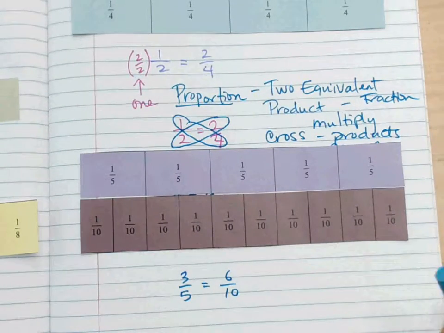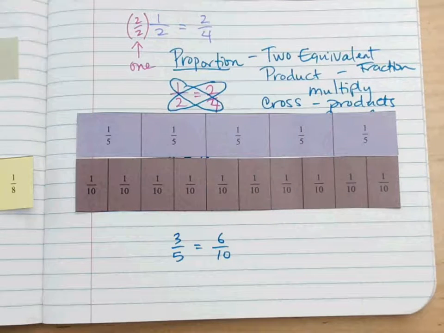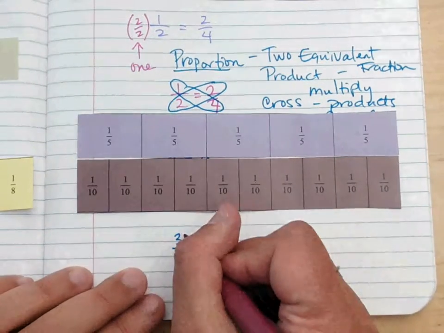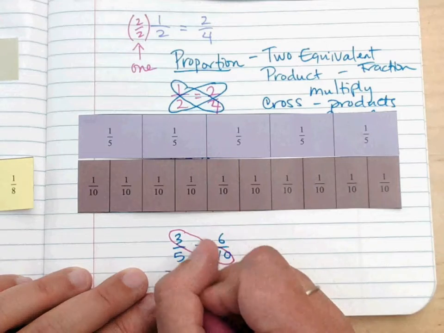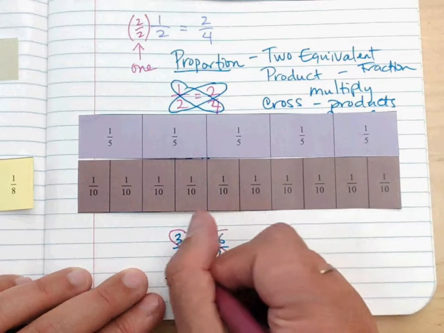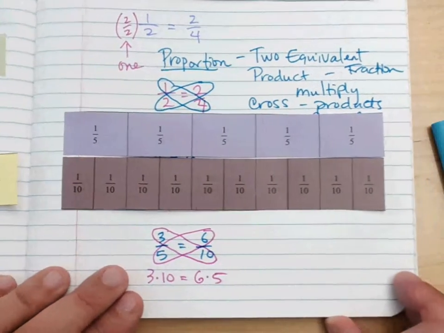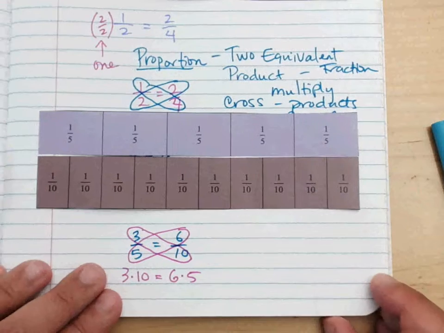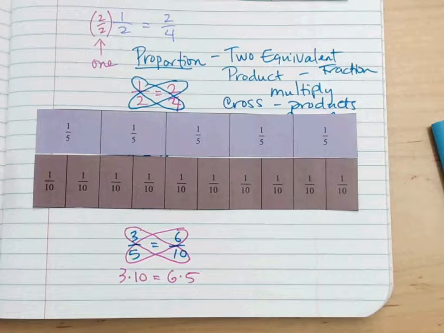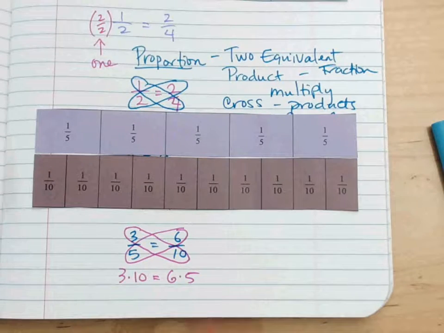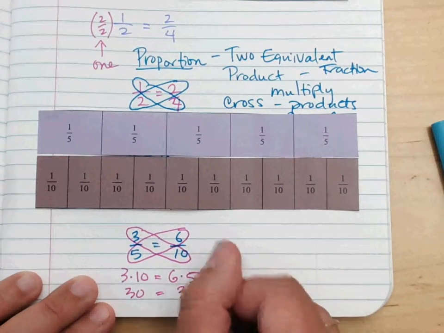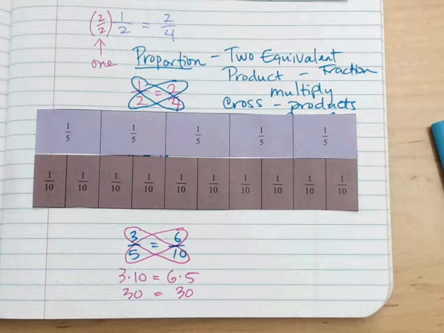Now, we can also prove that by doing the cross products. If these fractions are equal, their cross products will be equal. 3 times 10 is equal to 6 times 5. Is that true? I'm moving it out of the way of that little record button. Is that true? 30 equals 30. That's their cross products, okay?